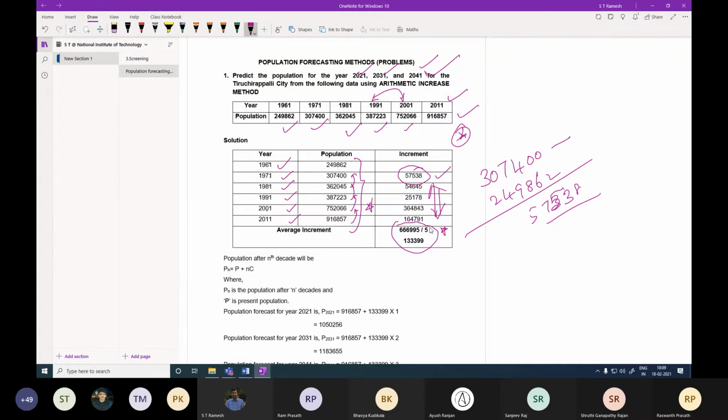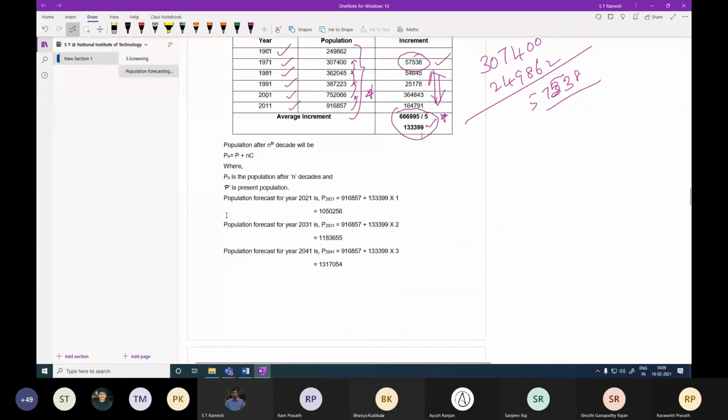If I go with 6, you may feel like your solutions may be right, but it is obviously wrong calculations, because it is being mentioned very clearly in between decades, 5 decades. Okay, so just find out the average, and you can use this similar formula, very simple substitution. Pn is equal to P plus N into C value.